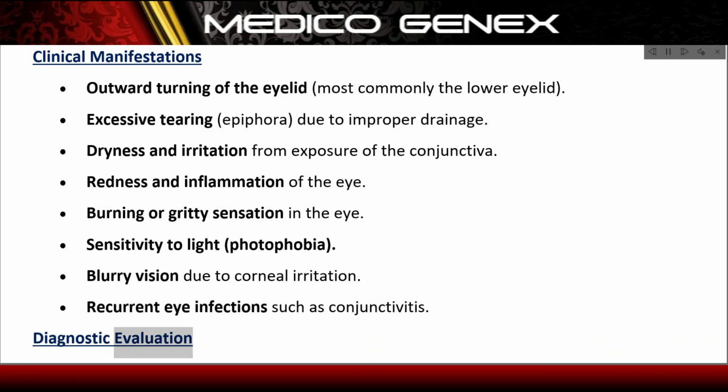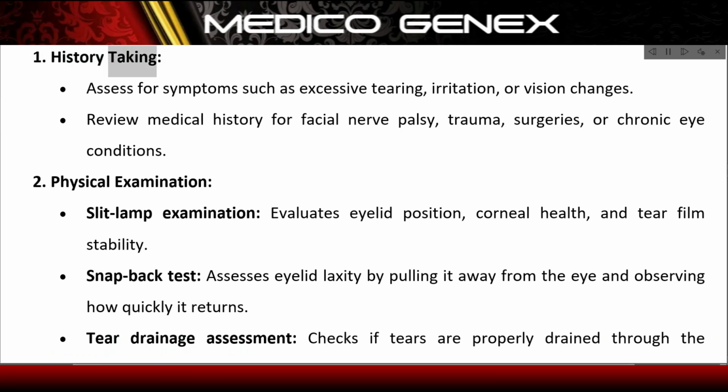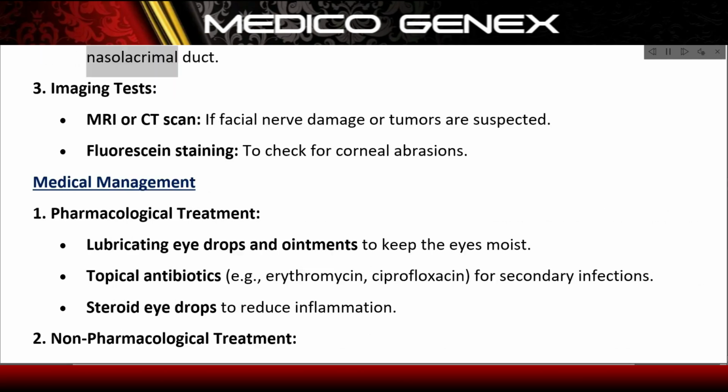Diagnostic evaluation. 1. History taking. Assess for symptoms such as excessive tearing, irritation, or vision changes. Review medical history for facial nerve palsy, trauma, surgeries, or chronic eye conditions. 2. Physical examination. Slit lamp examination evaluates eyelid position, corneal health, and tear film stability. Snapback test assesses eyelid laxity by pulling it away from the eye and observing how quickly it returns. Tear drainage assessment checks if tears are properly drained through the nasolacrimal duct.